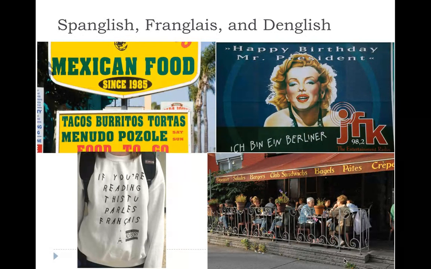So we look at some of our other examples of Spanglish, Franglish, and Denglish here from around the world. Again, adding in English into those other languages.